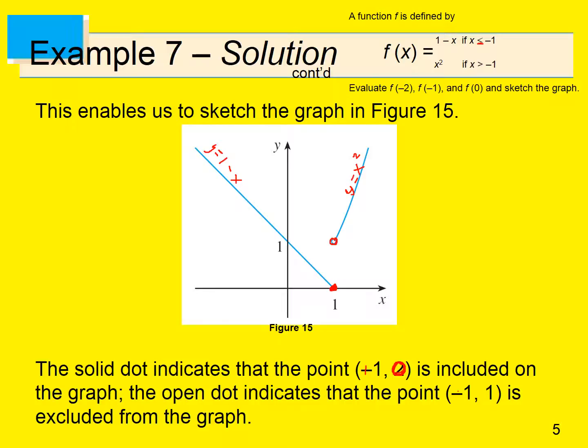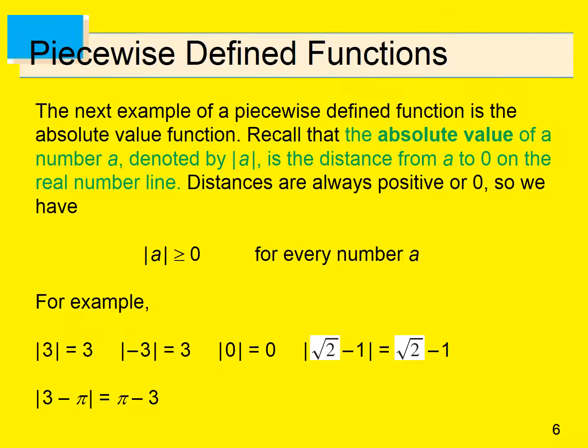The open dot indicates that the point 1, 1 is excluded from the graph. We couldn't keep both of them, right? We couldn't have 1, 0 and 1, 1. Then this thing would fail the vertical line test, and we wouldn't have the graph of a function.